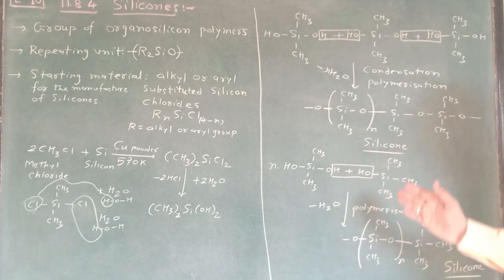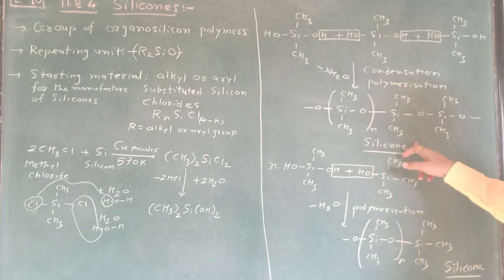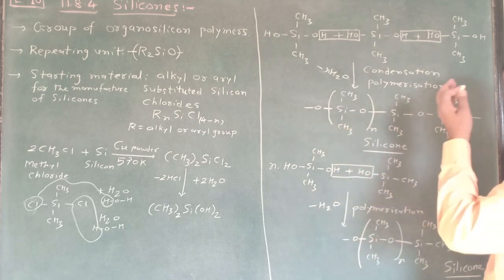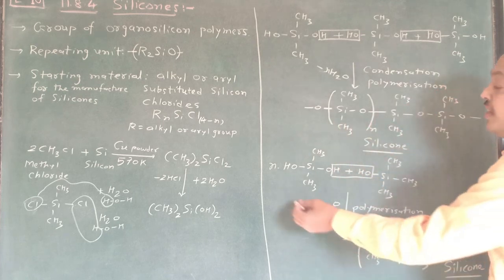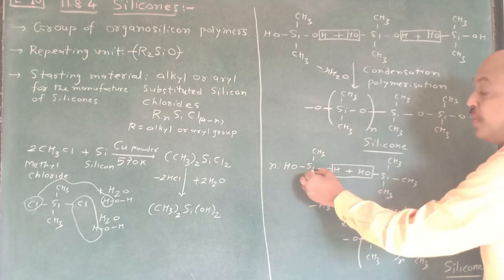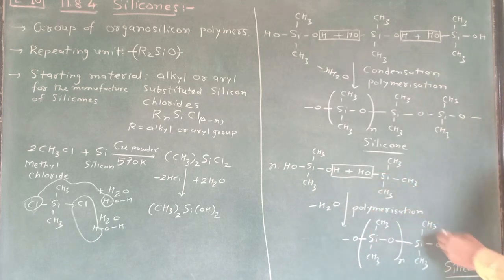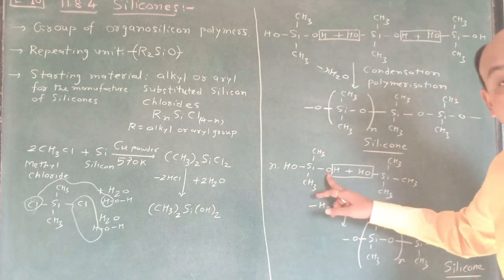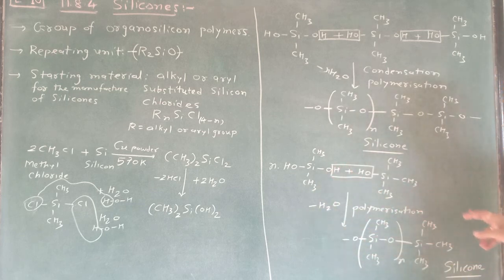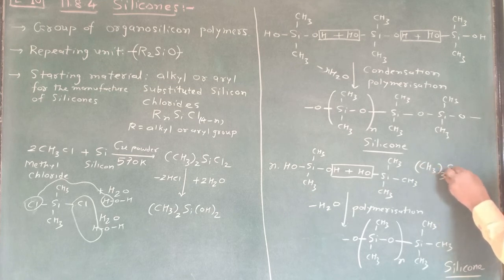So this chain is terminated by adding another compound. Just see, this is known as silicone. But it is a continued chain, it is going on and on. But here the number of molecules of this (CH3)2Si(OH)2 is treated with another compound in which OH is not present, but instead of OH, CH3 is there. That means here we have to add (CH3)3Si and here OH.